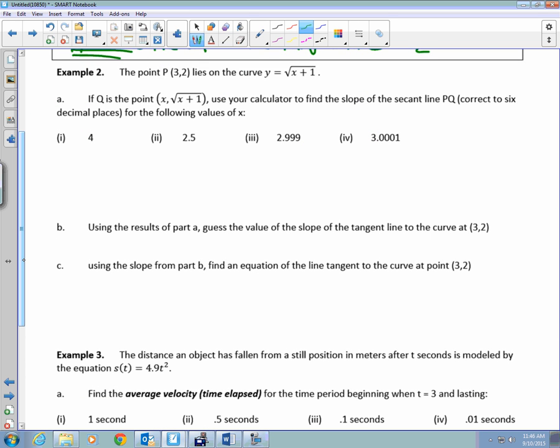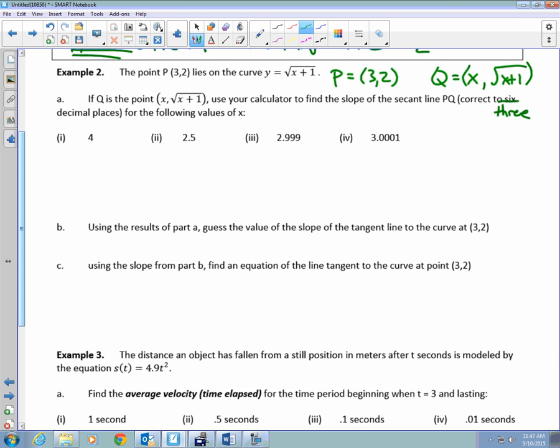So let's try an example that you'll have in your book today. Okay, the point P, (3, 2), lies on a curve y equals square root of x plus 1. So if P is equal to (3, 2), what would point Q be equal to? What do we choose for the x value? We choose x. What's the y value? Square root of x plus 1. So you can see right here it says, if Q is the point (x, square root of x plus 1), that just means you take whatever you want for x, and then to get y, you plug it into square root of x plus 1. Okay? Use your calculator to find the slope of the secant line PQ correct to 6 decimal places. We'll just go to 3 for today.